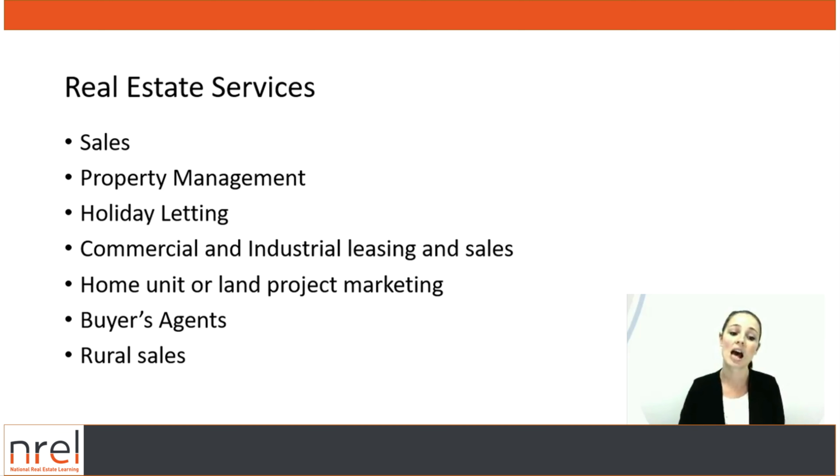The other one there you have is home unit and land project marketing. So real estate agencies may be appointed by a developer to help them sell one of their projects that they're doing. So these are normally off-the-plan sales. Off-the-plan basically means that the building hasn't been built yet, and buyers will be purchasing sight unseen. So they'll have artist impressions and things like that that they'll look at before they purchase.